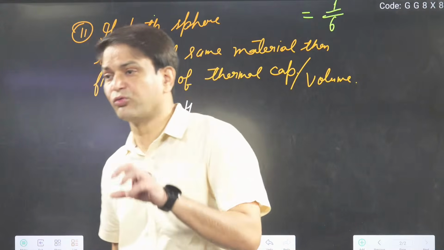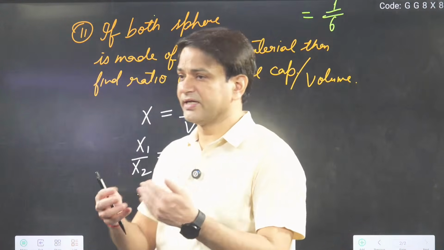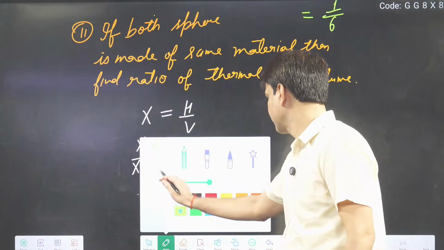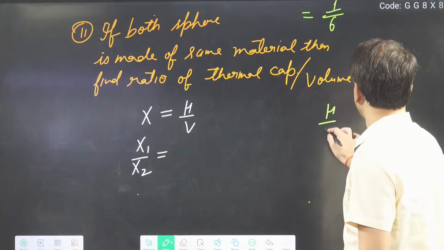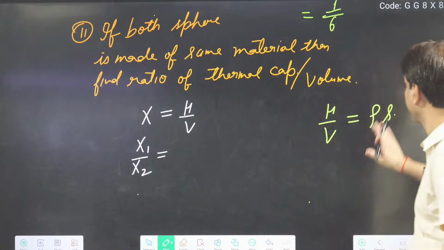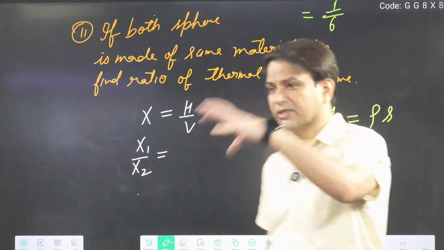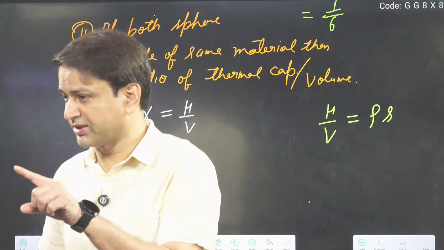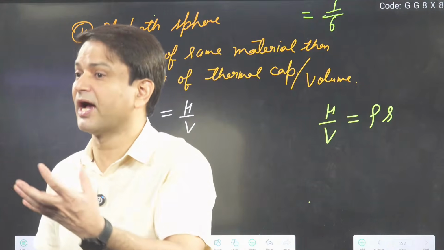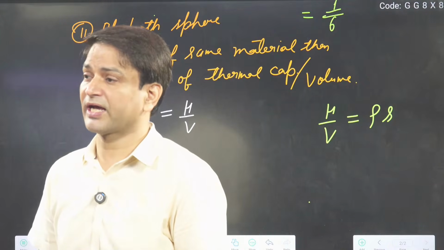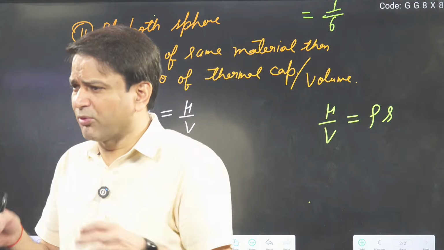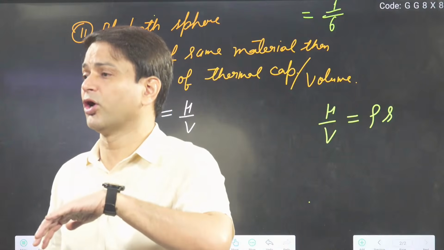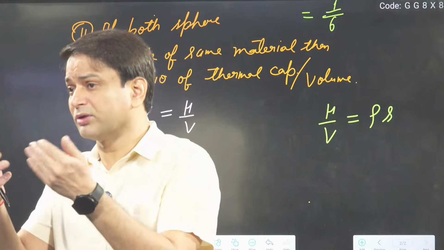Okay, now listen. Answer is 1:1, because I need H by V. H by V is equal to rho into S. Solid sphere, same material means density will be the same, because density depends upon the substance. Whether volume is the same or not doesn't matter, because I'm asking per unit volume.